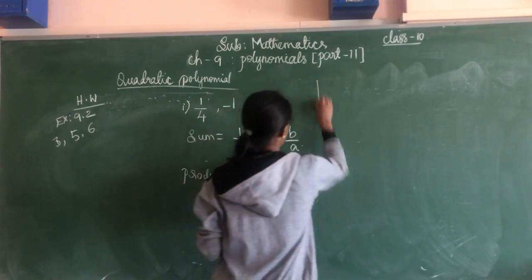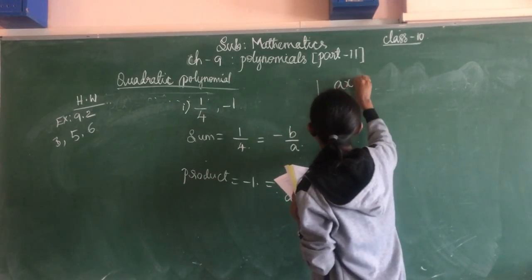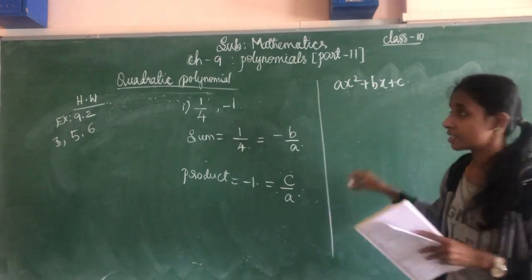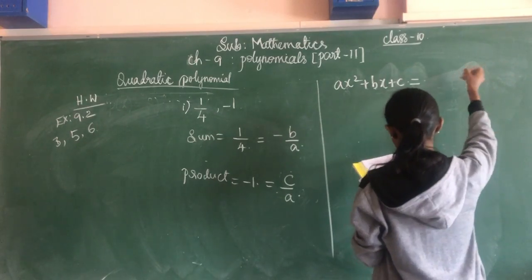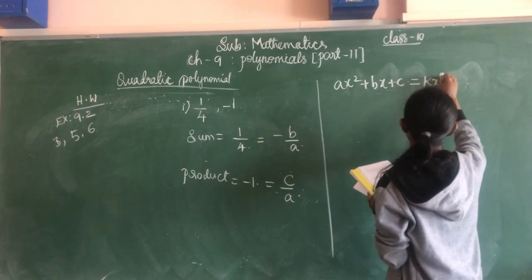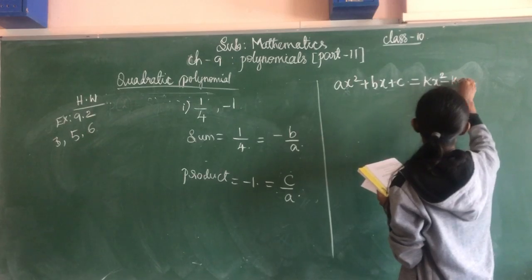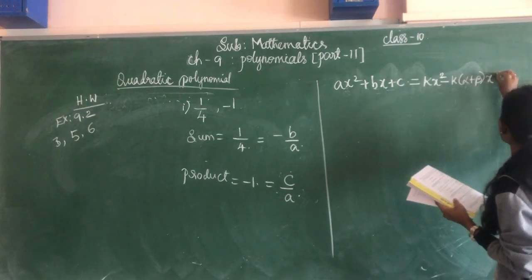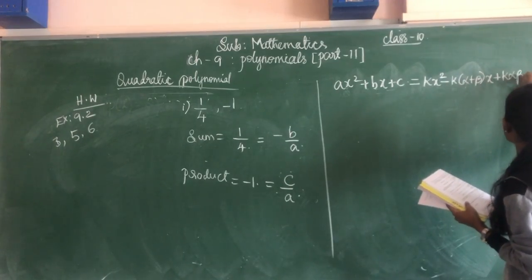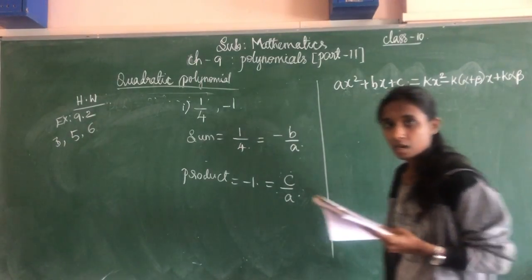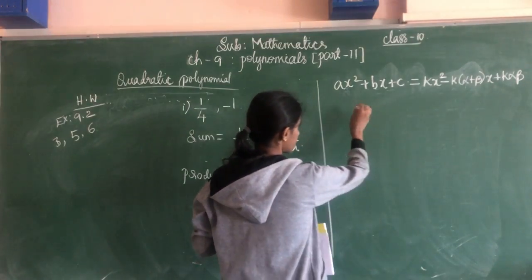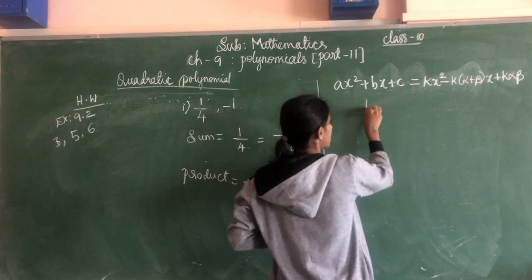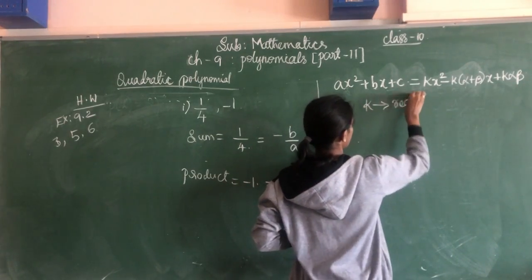So children, I will explain this one. Ax square plus bx plus c is the standard form of the quadratic equation, isn't it? So this can be written as k into x squared minus k into alpha plus beta x plus k into alpha beta. Now, what is k? K is a constant. Here k can be taken as a real number.